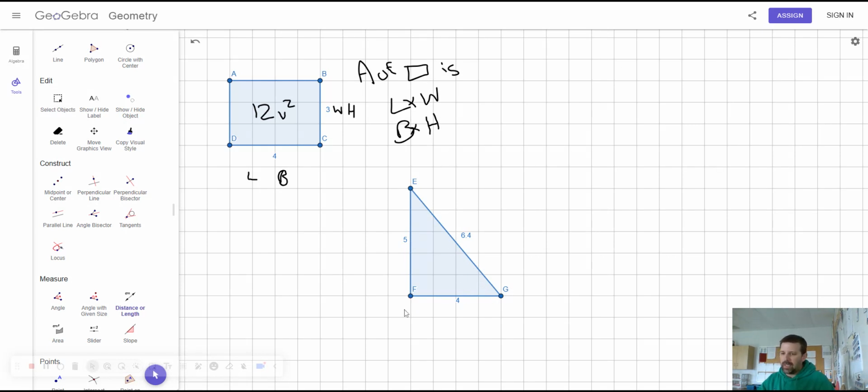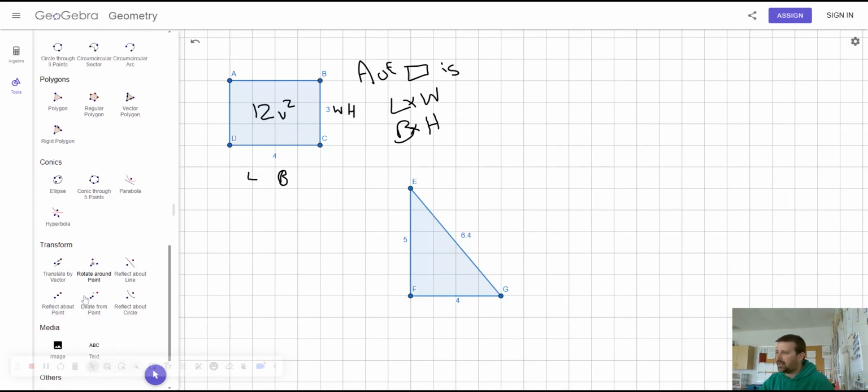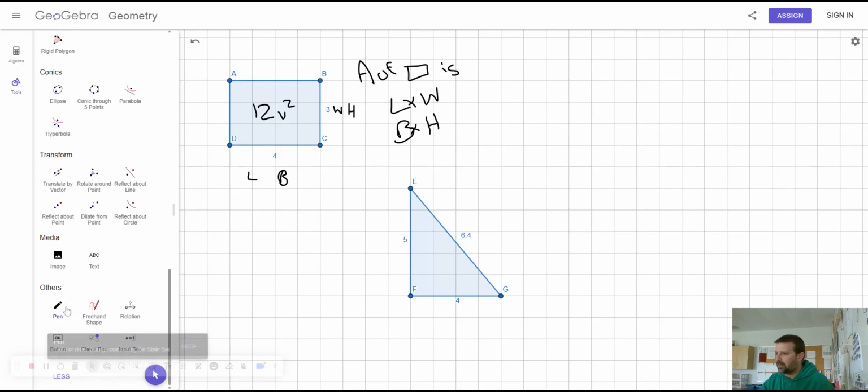Any of those can be the dimensions I use. I could use 6.4 as my base, but then I'd have to measure coming out at a 90 degree angle off of the base up to this point F perfectly, and I don't have that measurement, so I would have to create it and be super precise. Instead, it makes a lot more sense to use the measurements that I have available, okay?